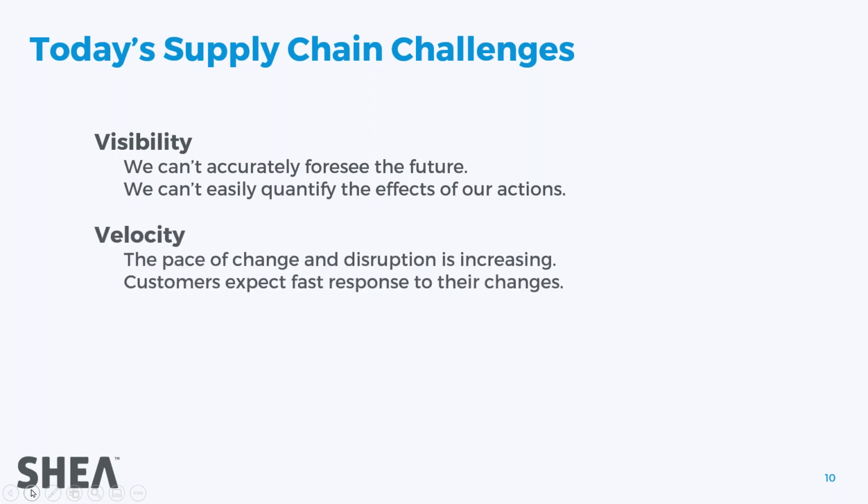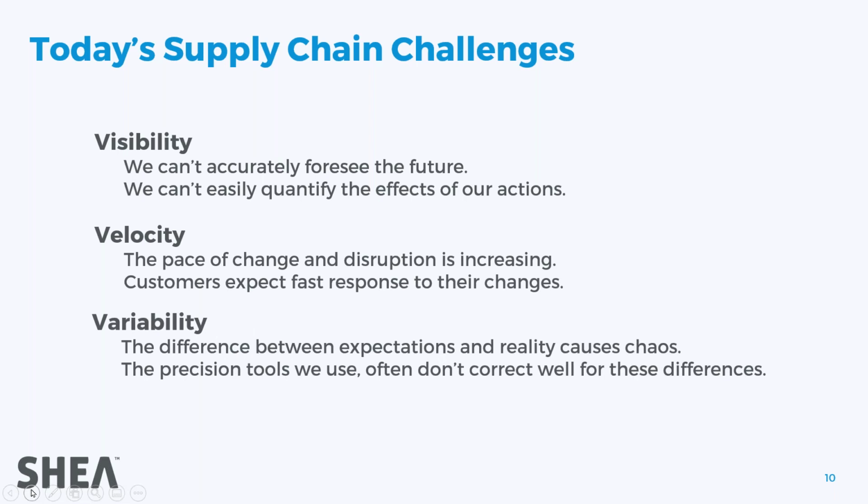Velocity, the pace of change and disruption is increasing. I don't think anyone believes that change is slowing. We're trying to match the increasingly demanding customer expectations by using a system designed for a world in which we had plenty of time. And variability, expectation versus reality. The ensuing adjustments that we have to make create the chaos. We put a wrong number into a precision system and then constantly adjust it. How's that working for you?